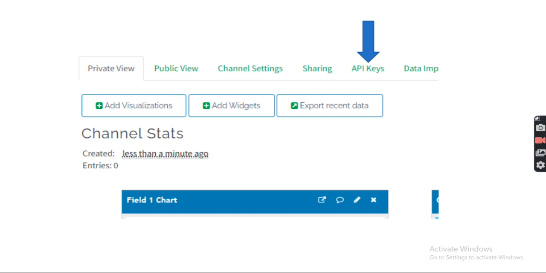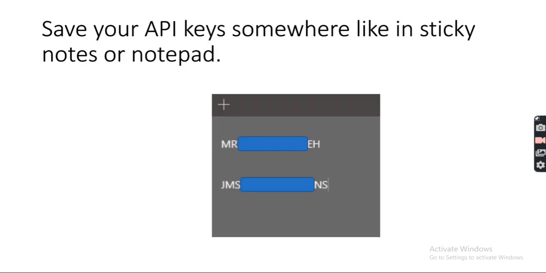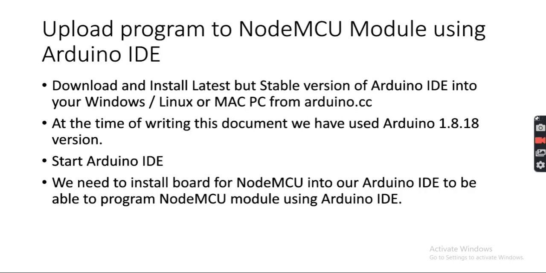After saving the channel, note down the API keys. Go to the API keys tab and note down the write API key and the read API key. So the write API key is for when you want to place some data on your cloud, and the read API key is for when you want to read some data from the cloud. So note down both of these keys in a sticky note or in a notepad anywhere and keep it handy. These are the keys that we'll be using when we are programming our NodeMCU.